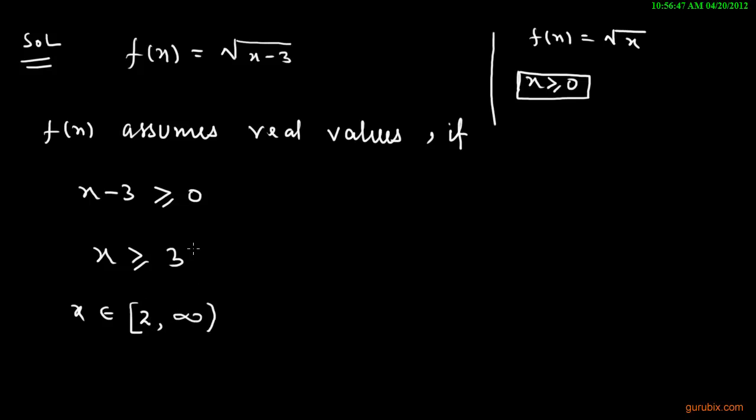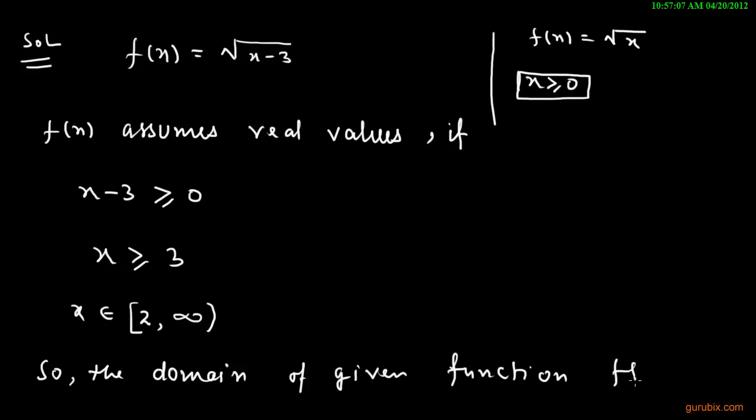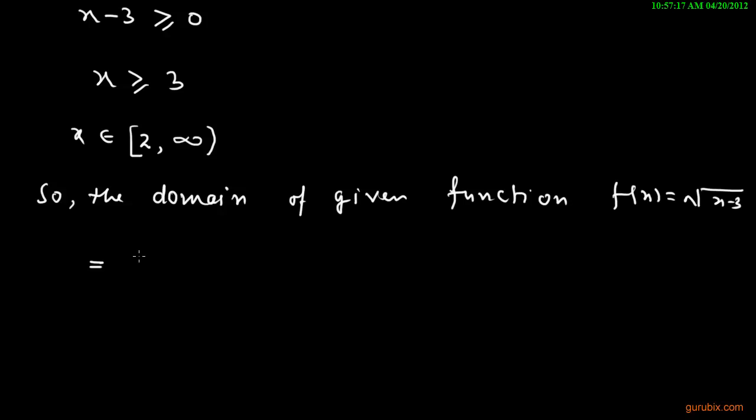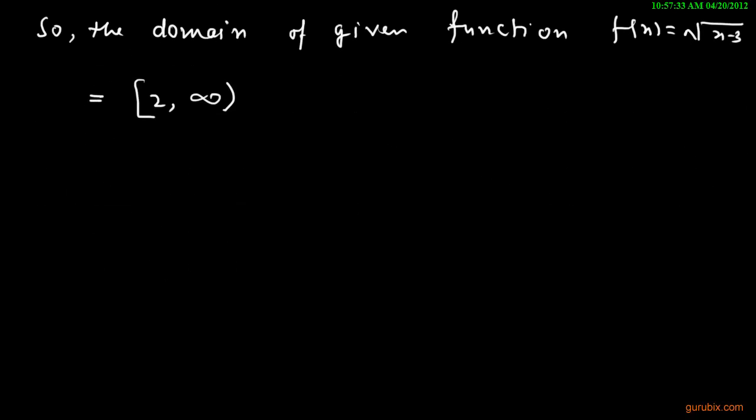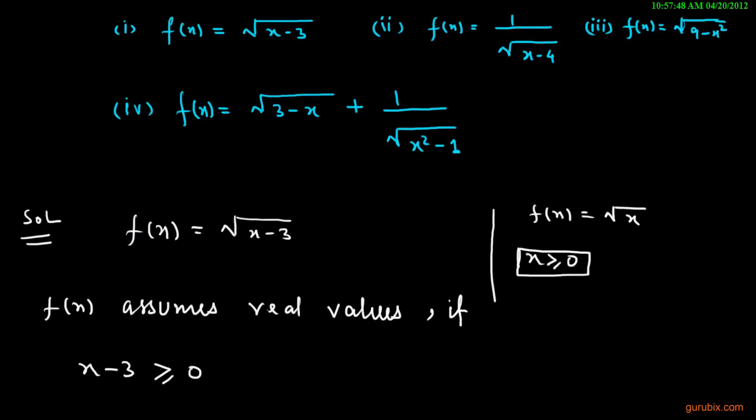This is the domain of the given function. So we shall write, the domain of the given function f(x) equals under root x minus 3 is equal to this. This is the domain. So this is the solution of part 1, and now we shall move to the second part, and in second part we are given a function f(x) equals 1 over under root x minus 4.